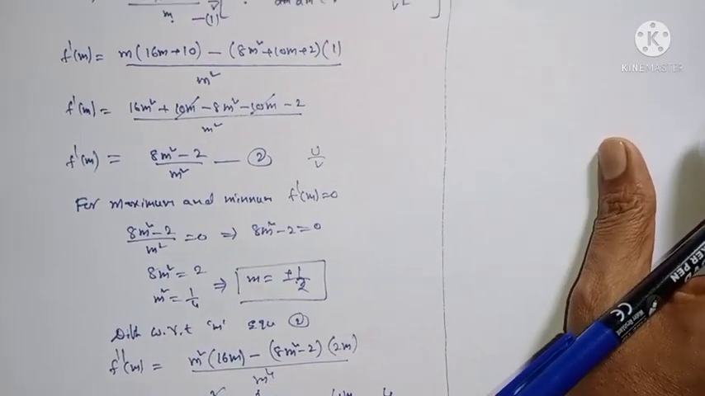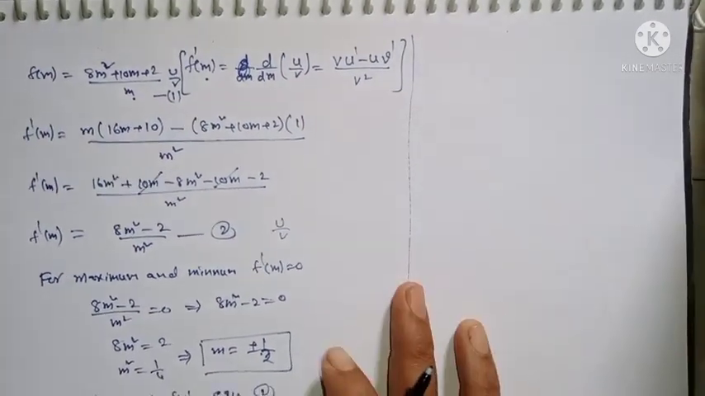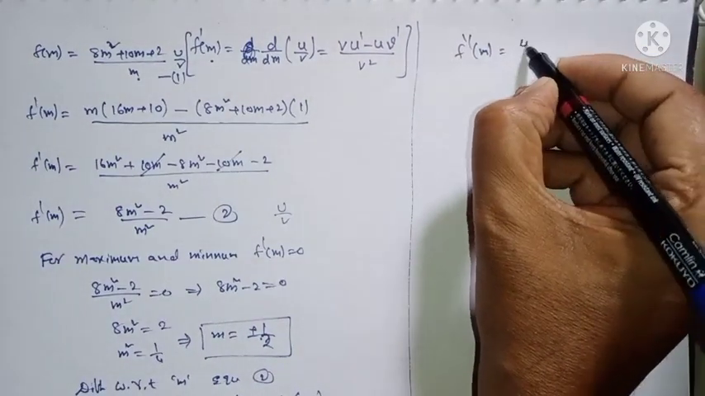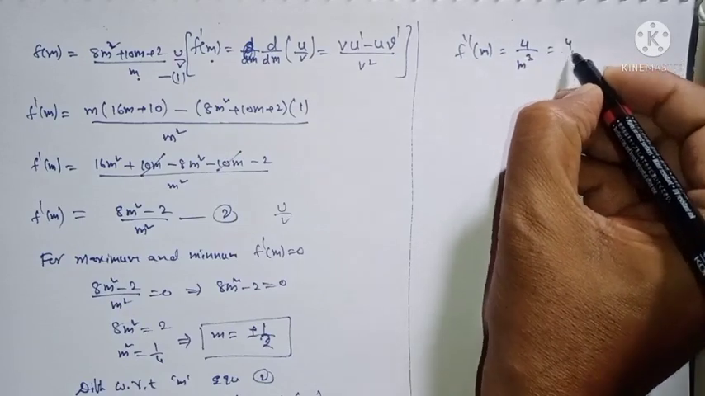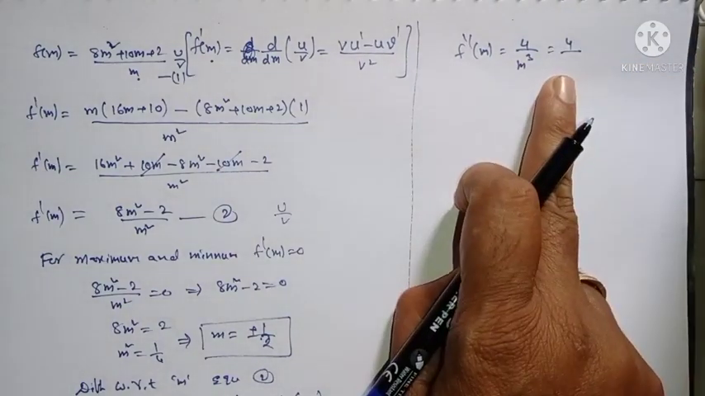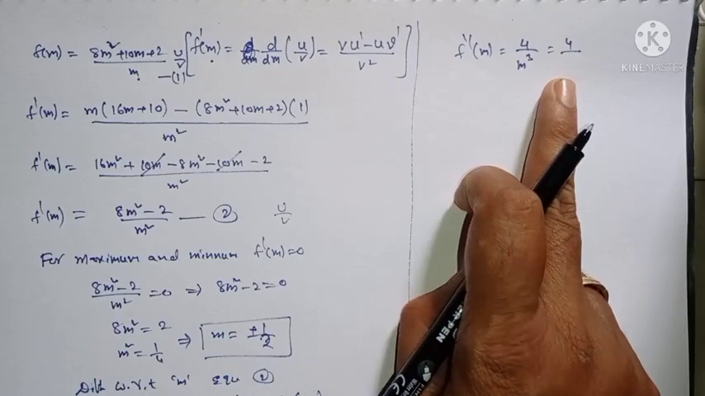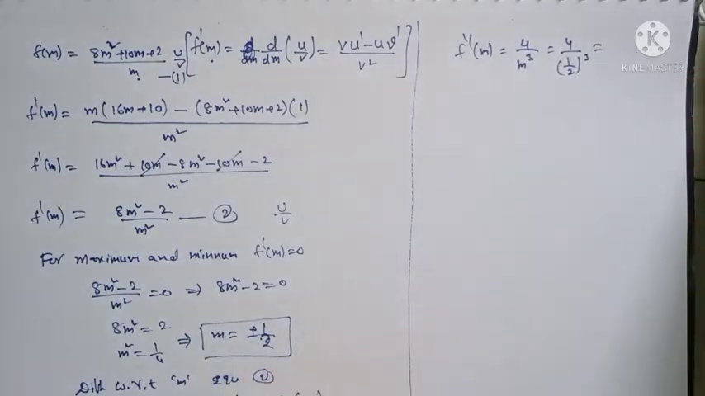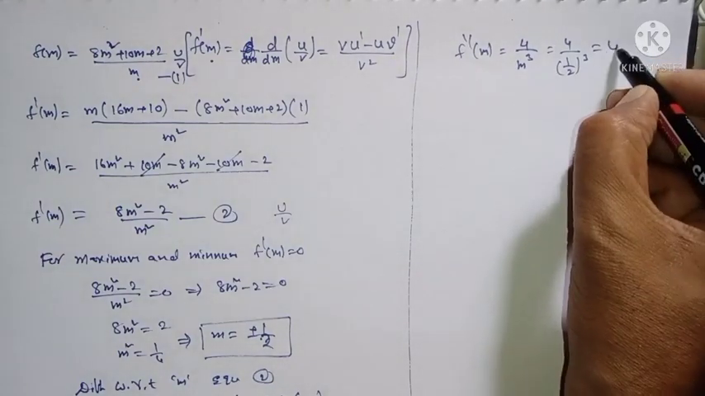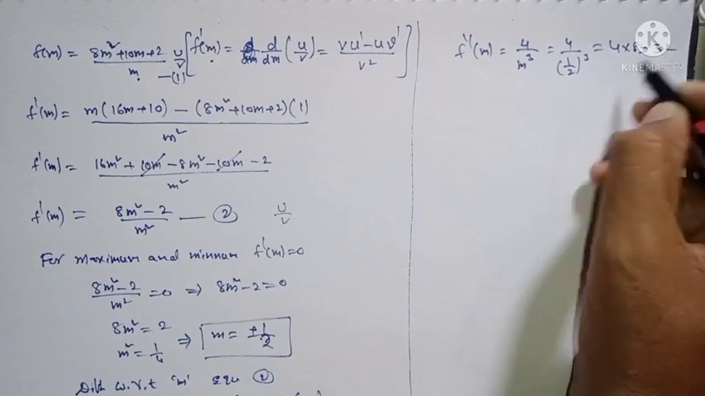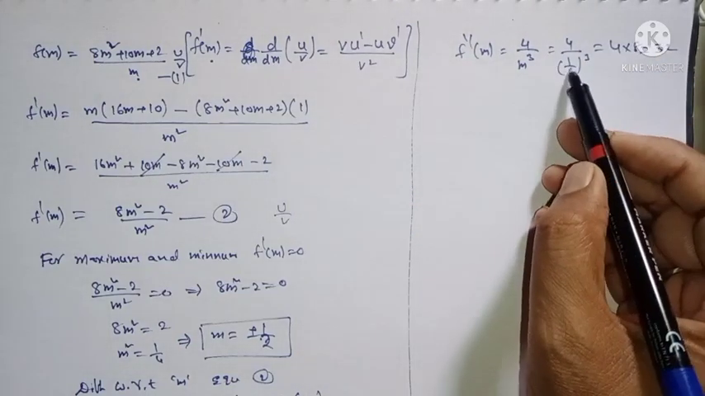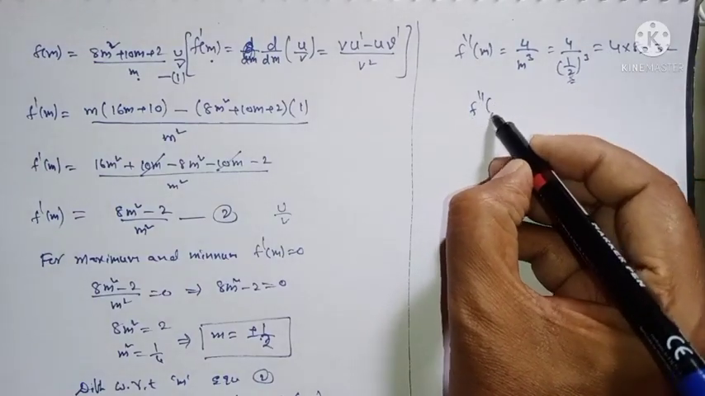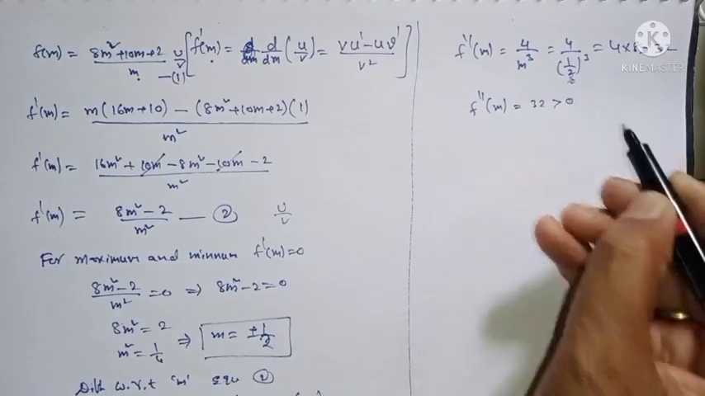Listen once again: f''(m) is 4 by m³. Substitute the value and see whether it is positive or negative; then you can say whether it is a minimum or maximum. For m = 1/2, 4 by (1/2)³ is 4 into 8, which is 32. Therefore f''(m) = 32, which is greater than 0.